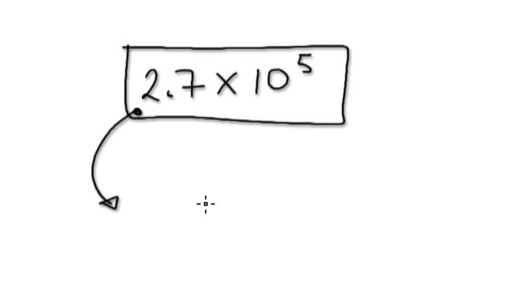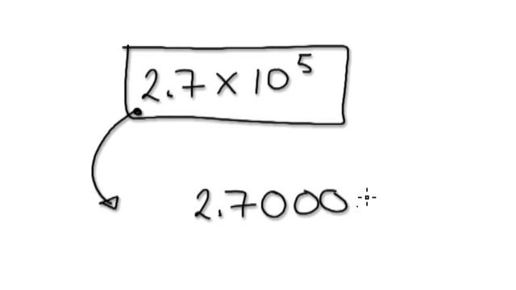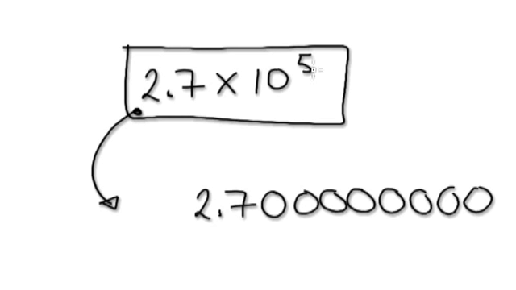So to do this, visualize it as 2.7. Now, 2.7 is the same as 2.7000. So I'm allowed to have as many zeros as I want here. Now, to the power of 5, well, you move the decimal 5 places. So 1, 2, 3, 4, 5. So the answer is here.